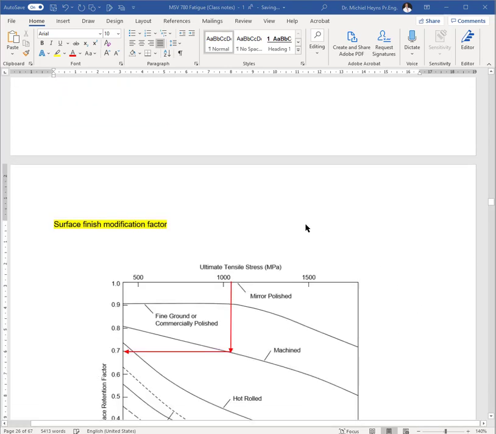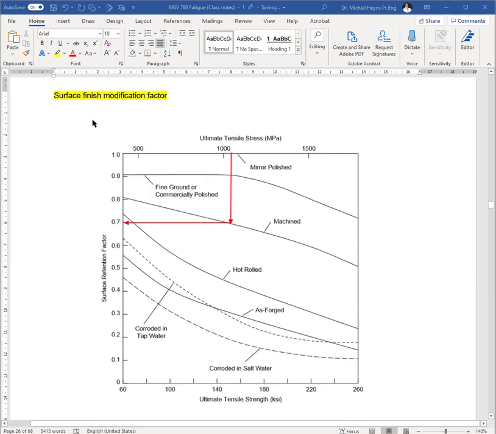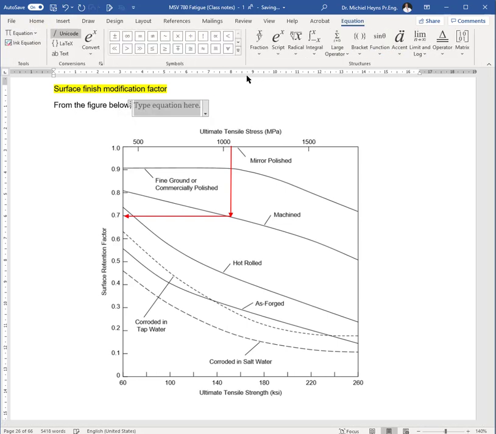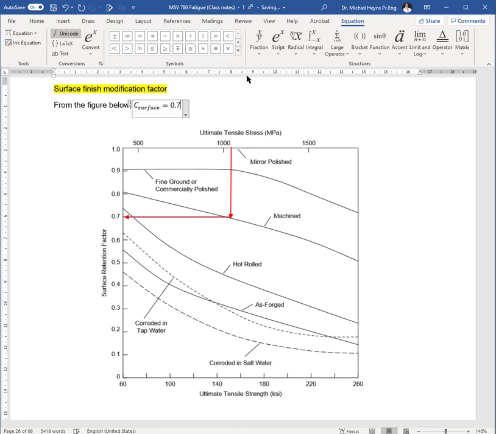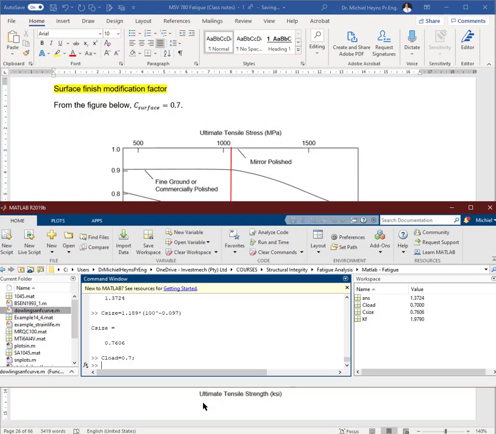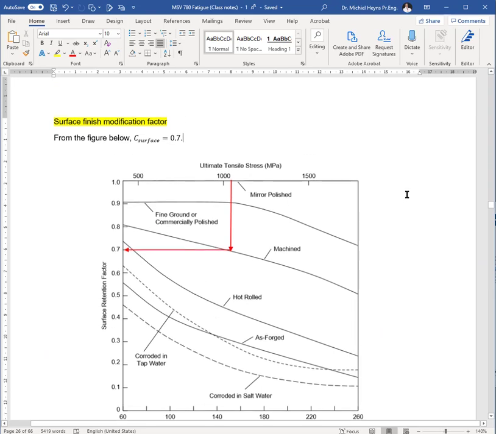What did I do now? Control Z. Good. So for this, I can say C surface finish is equal to 0.7. Right, that's what we have. So there we have the surface modification factor. I'm just going to put it in my MATLAB so that when I want to do calculation with it, I have it, 0.7, here as well.